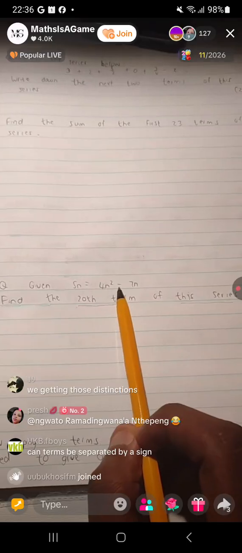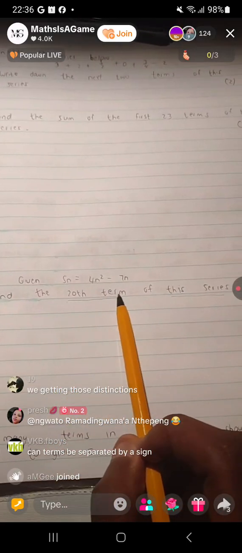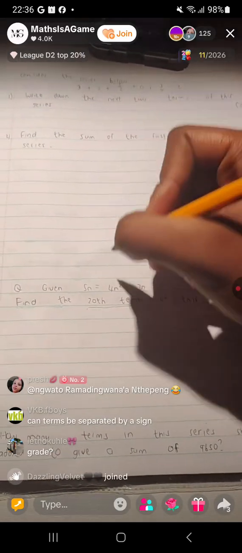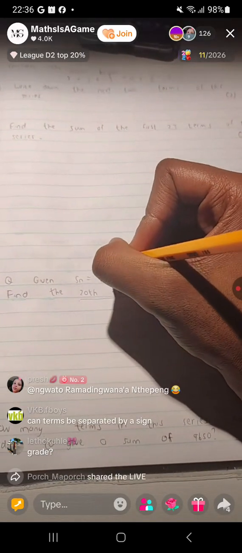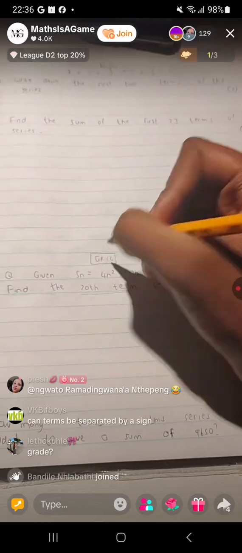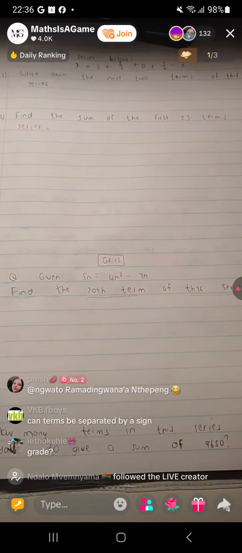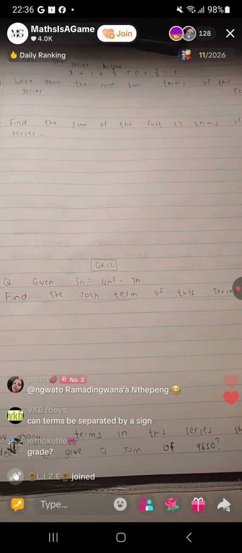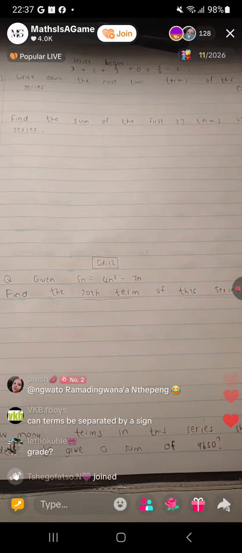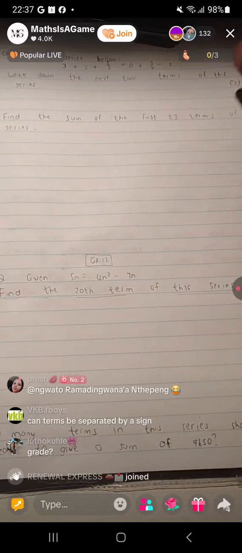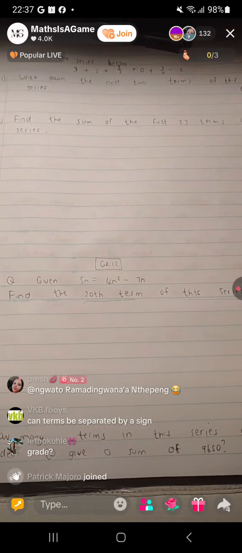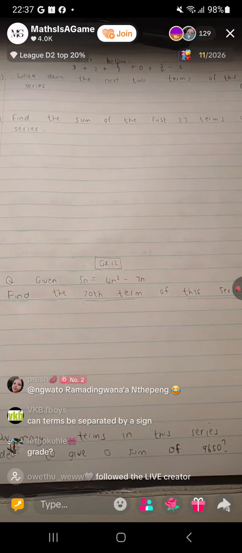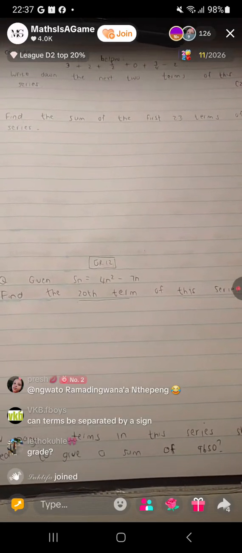Given the sum of n terms is 4n squared minus 7n, find the 20th term of this series. This is Grade 12 sequence and series. We are just reviewing because we've been doing the topic. We're trying to check if people still remember certain things before we move on to functions. Given the sum of n terms equal to 4n squared minus 7n, find the 20th term of this series.